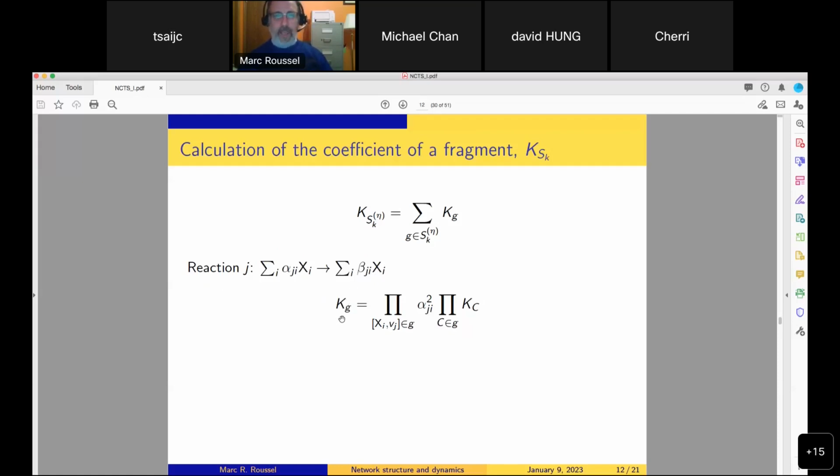The coefficient of a subgraph, well, the subgraph can include edges. And for the edges, you just square the stoichiometric coefficient, and you multiply all of those together.